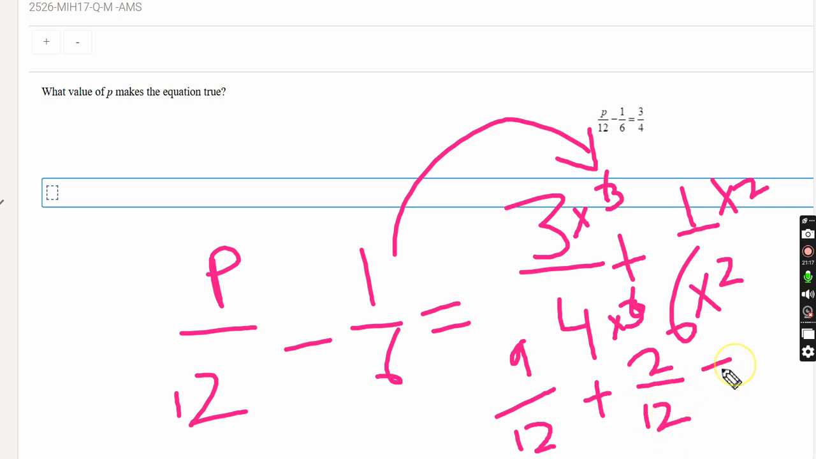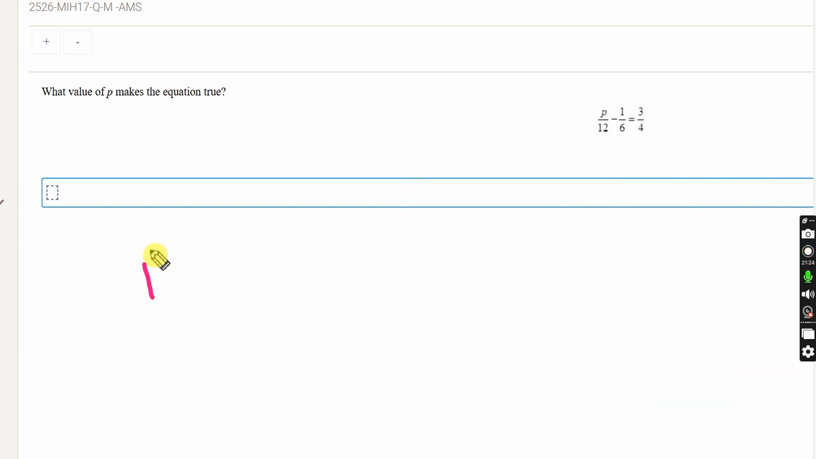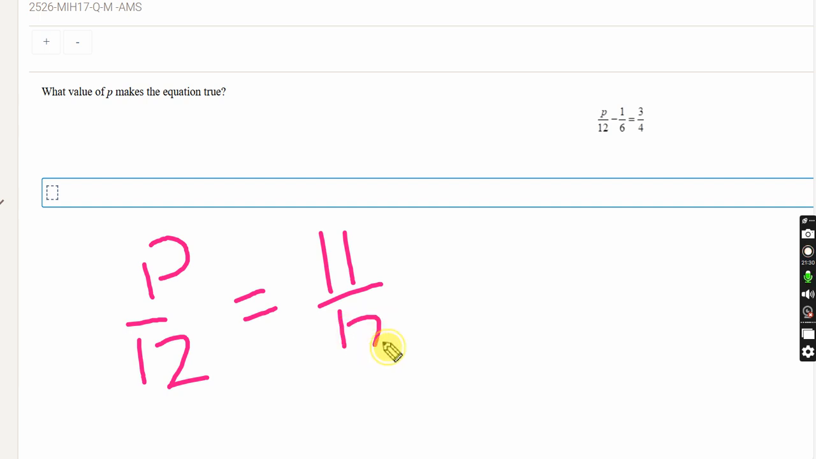Now 9, 10, 11, 11 over 12. 11 over 12, right? So what is your equation now? P over 12 equals 11 over 12. Then what do you do? You take this to the other side and you simplify it, because division here becomes multiplication here. You cancel, it becomes 11, right? The answer is 11.